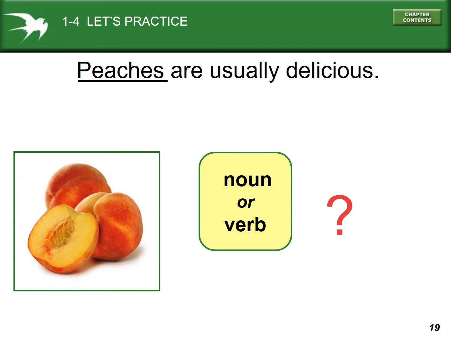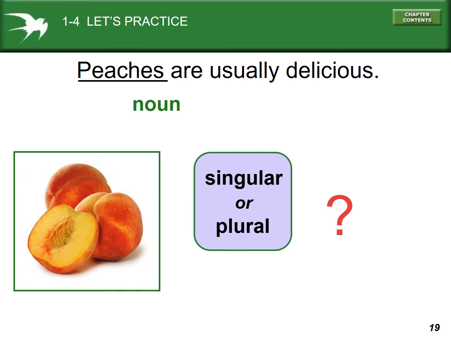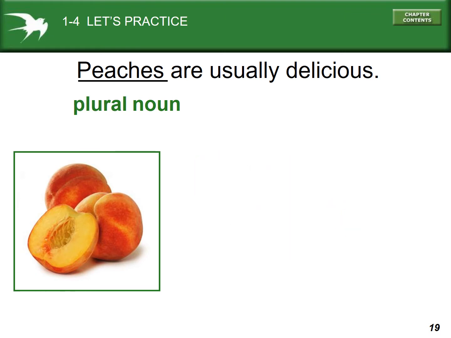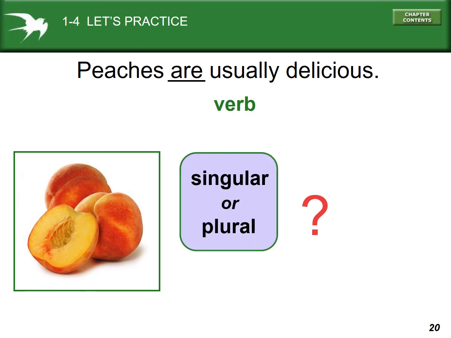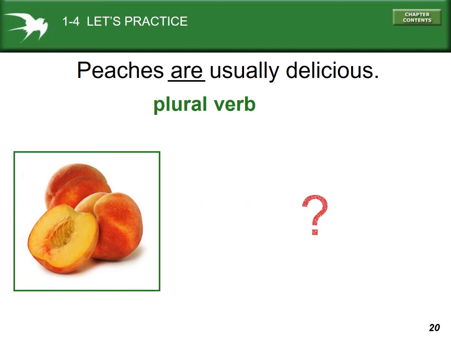Peaches, noun or verb? So peaches is an example of a fruit, or they are an example of fruit. And there are multiple, so they are singular or plural? Peaches. They are plural. It's a plural noun, and as a result, the verb will be plural as well. Are, not is. Peaches are. So we can see that our verb following peaches, are, is a plural verb because it had a plural subject.